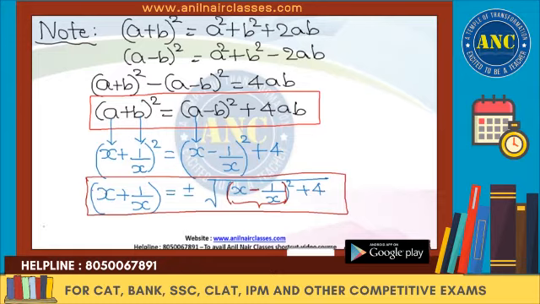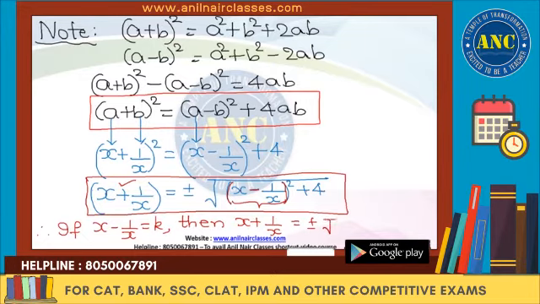That means, can I conclude finally saying that if x minus 1 by x is equal to some constant k, then x plus 1 by x will be equal to plus or minus square root of, x minus 1 by x, I called it k.